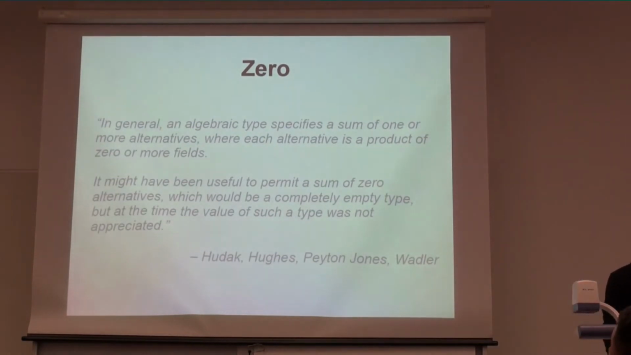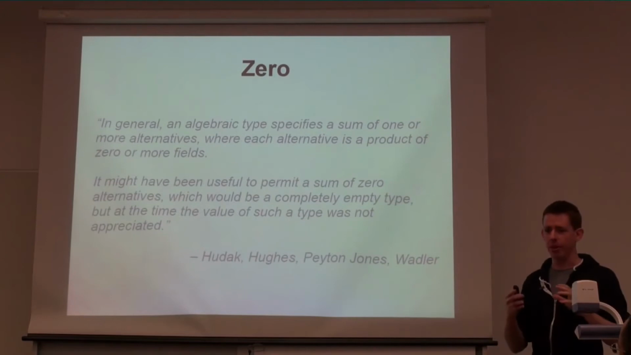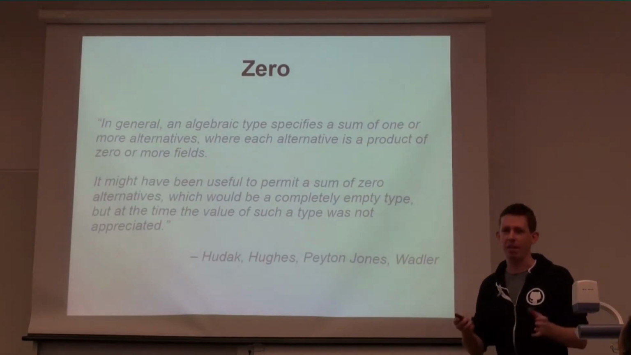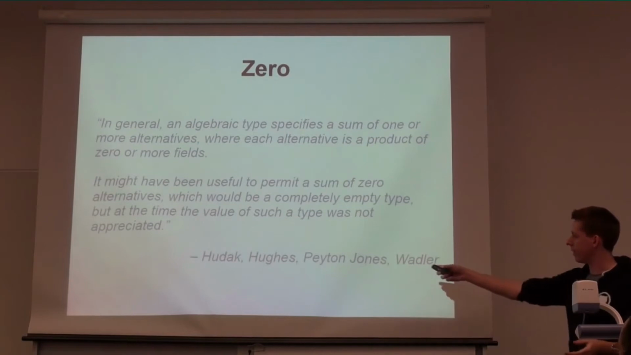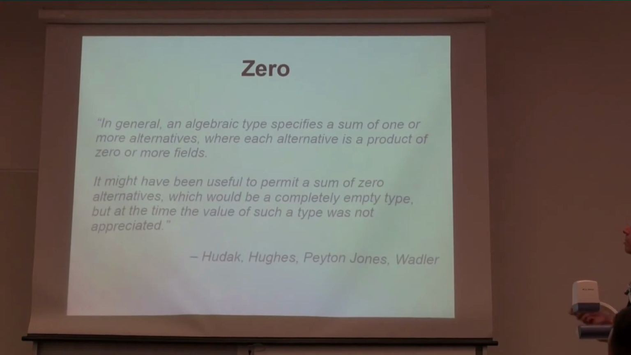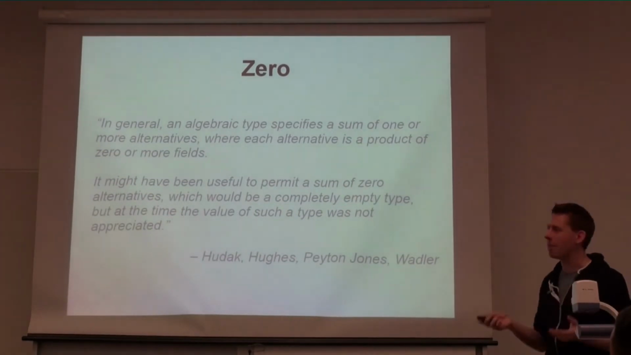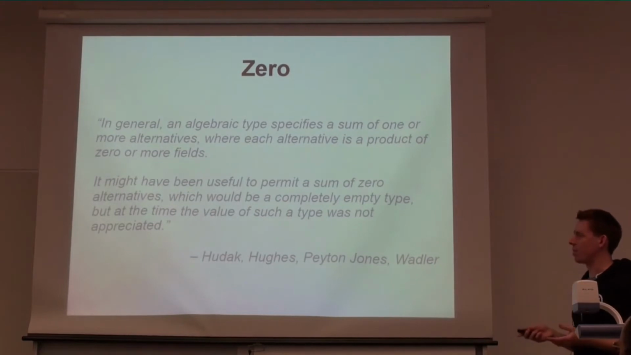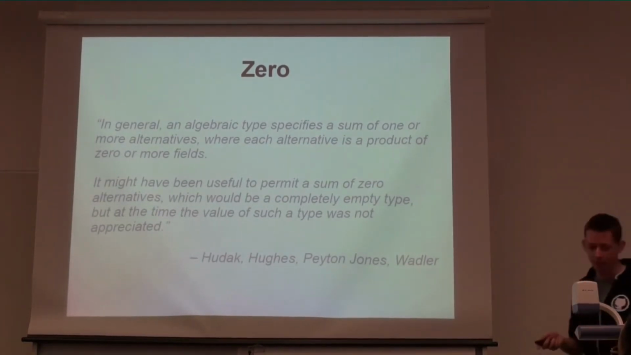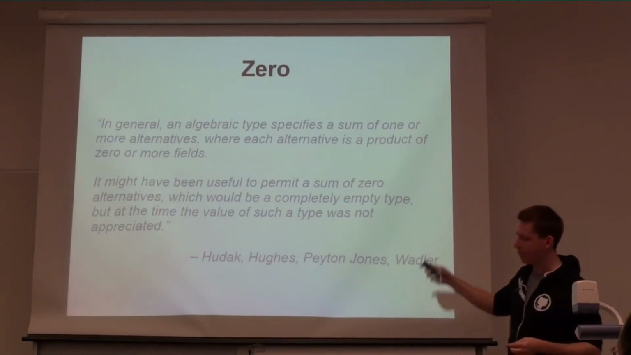Zero is a tricky one. We definitely have 0 in school algebra. You don't really have it in Haskell. So I went to the paper, A History of Haskell: Being Lazy with Class, which is by these 4 guys at the bottom. And they say that in general, an algebraic type specifies a sum of 1 or more alternatives, and each alternative is a product of 0 or more fields. It might have been useful to permit a sum of 0 alternatives, which would be a completely empty type, but at the time, the value of such a type was not appreciated. I think this is a bad Haskell pun.